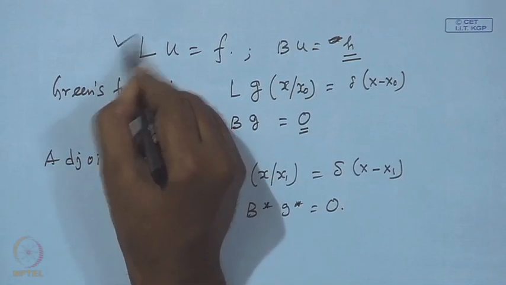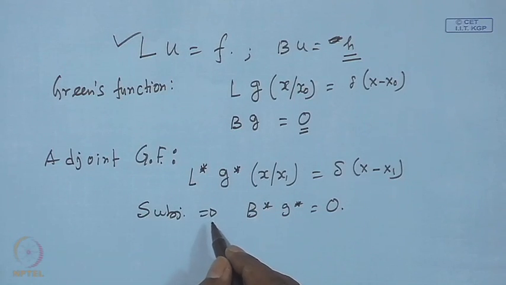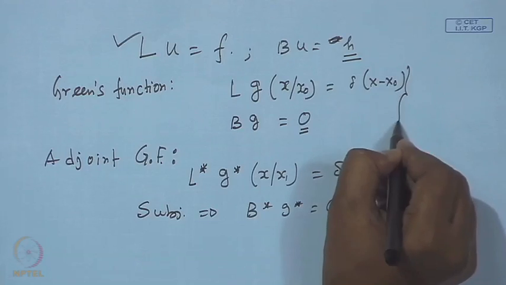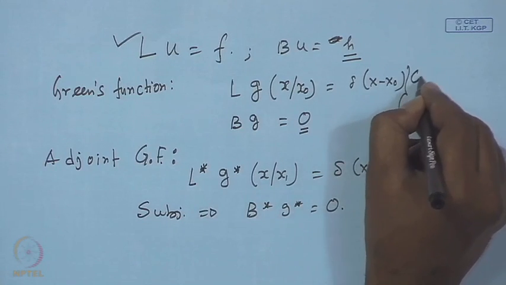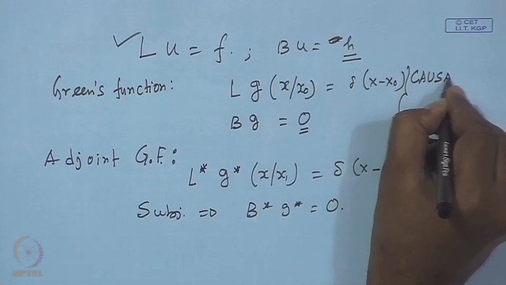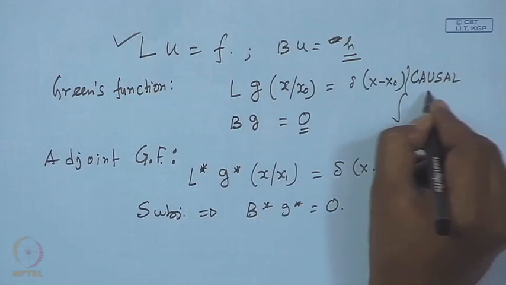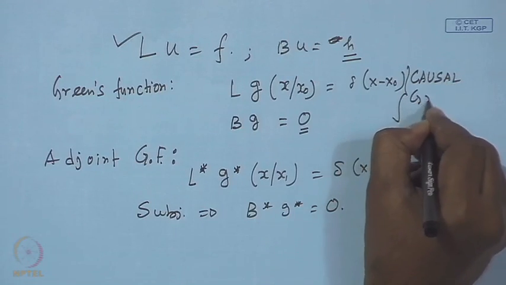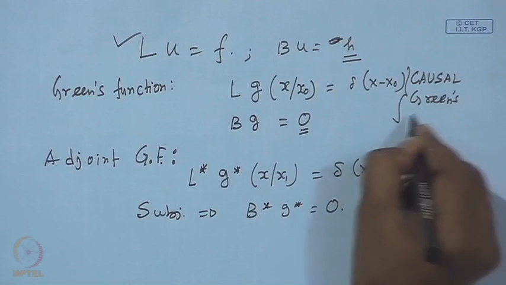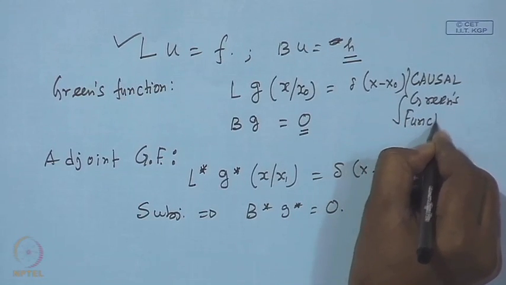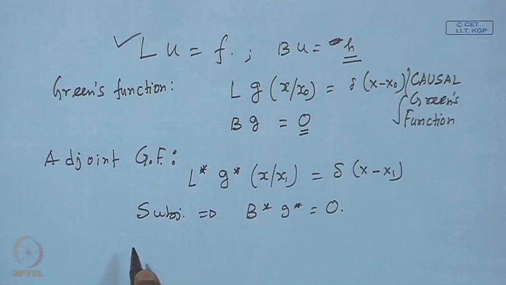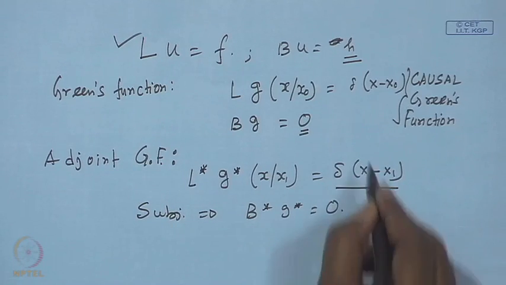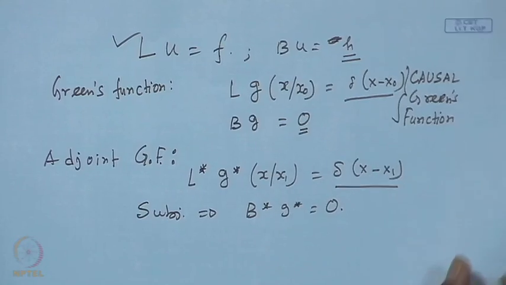Then we connect the adjoint Green's function with the actual problem and see the solution. Actual problem is LU is equal to f. Now, this Green's function, the first Green's function is known as the causal Green's function. This is adjoint Green's function. So, now let us look into some of the important properties of the unit step function or Dirac delta function.